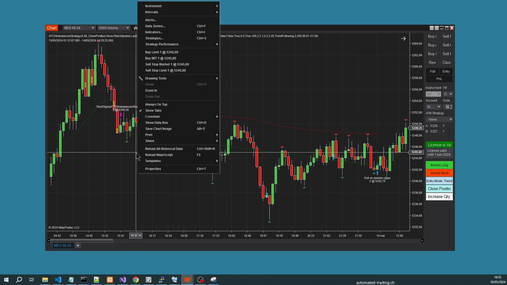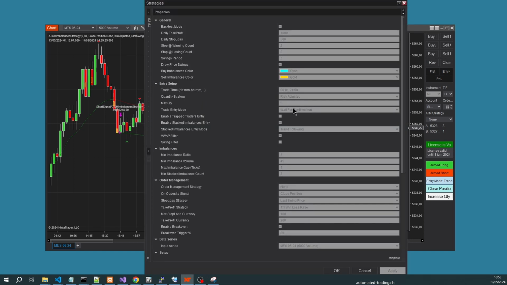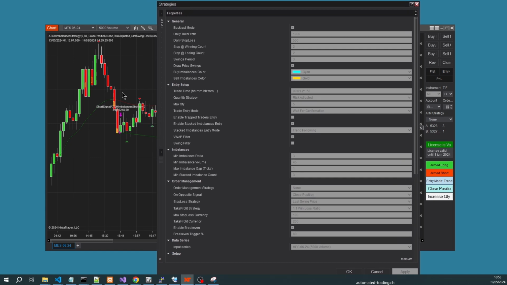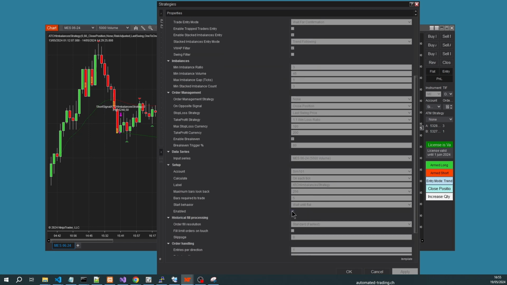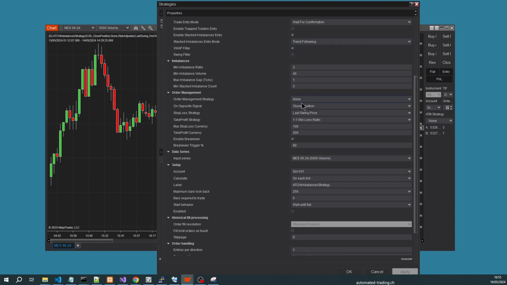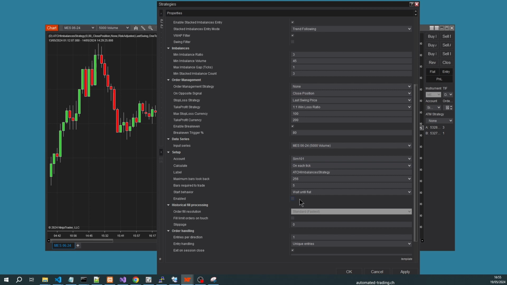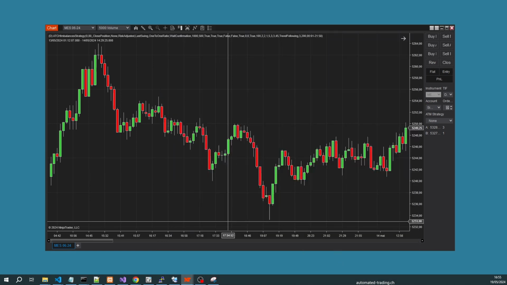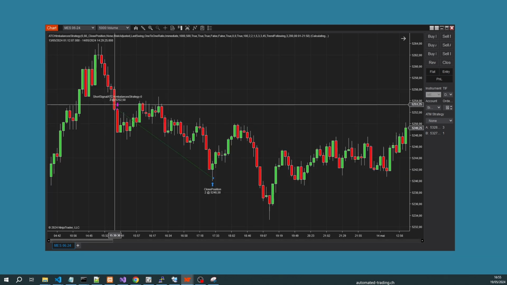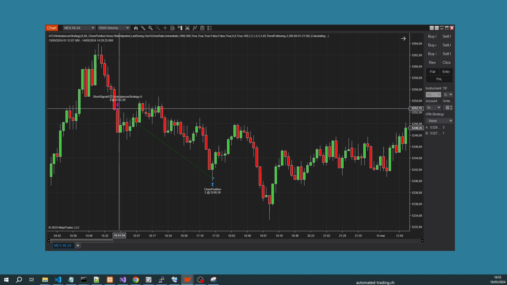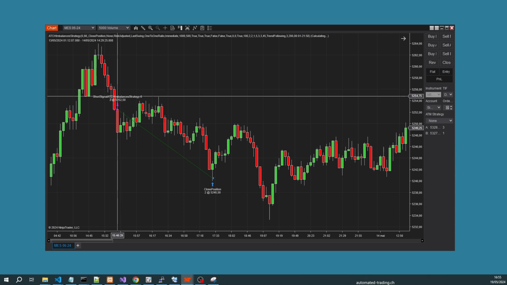The second condition is the trade entry mode. If we select wait for confirmation, then we will wait for a second bar to confirm the movement. And if we select the trade entry mode to immediate, let me put this entry mode to immediate so we can see the difference. I will select the immediate entry mode and we let it execute.